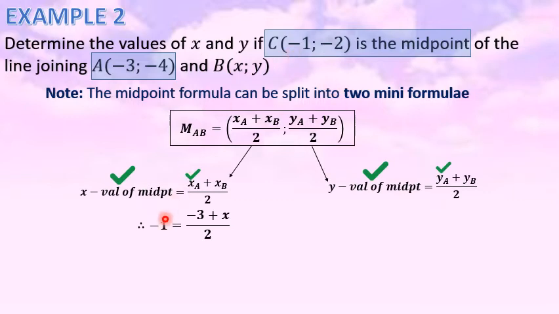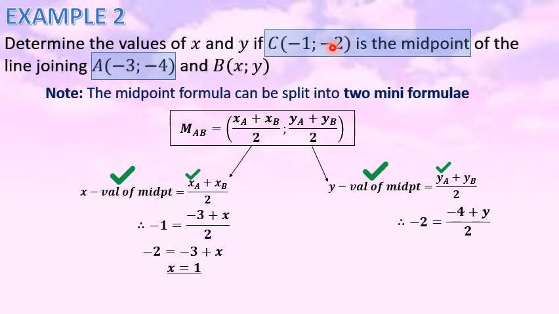I've substituted in negative 1 from here into the x value of C. Negative 3 from A is substituted into the x value at A, and to get rid of the fraction, I multiplied both sides by 2 and isolated x to get x equals positive 1. I know you may not like the way this looks. If you just took your 3 to the left-hand side, you would get negative 2 plus 3, and you would get 1 equals x, which is exactly the same as what I've written.